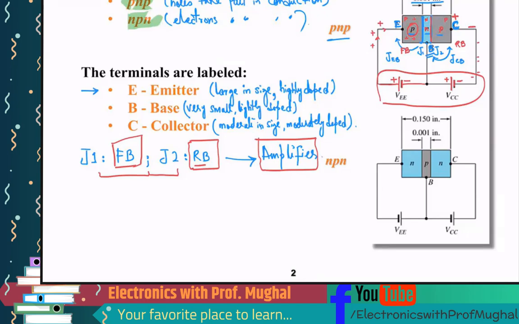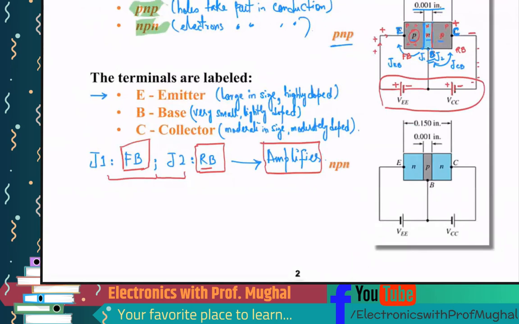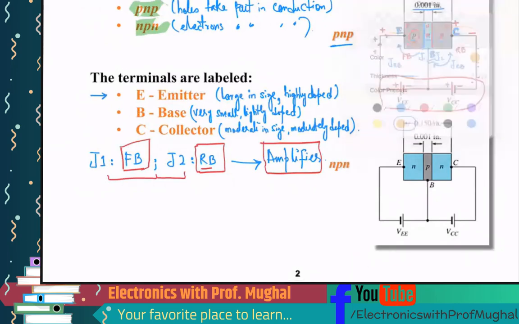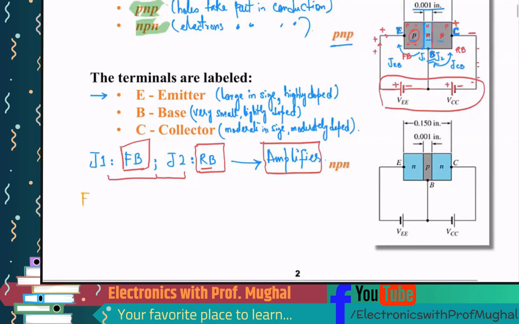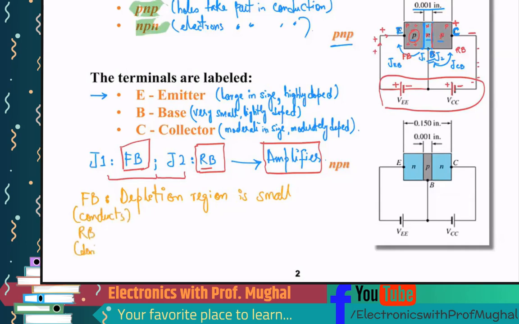Just to make sure, although we have covered it in the previous presentation, let's just say in a forward bias region, the depletion region is small or big? Small, right? Because in a forward bias region, current conducts. In a reverse bias region, current does not conduct, right? So the depletion region in this case is big. Smaller depletion region means resistance is very low. Depletion region is big, resistance is very high.